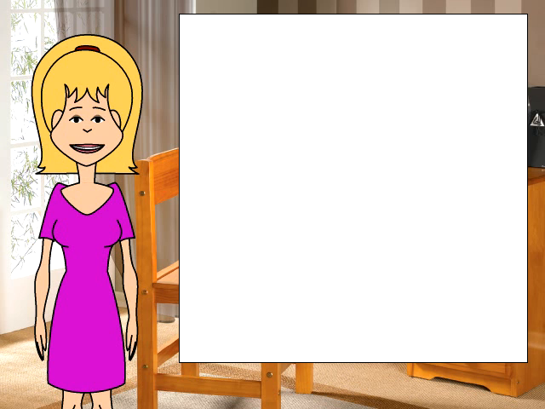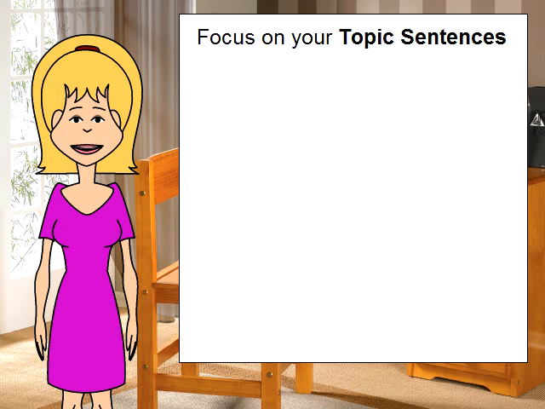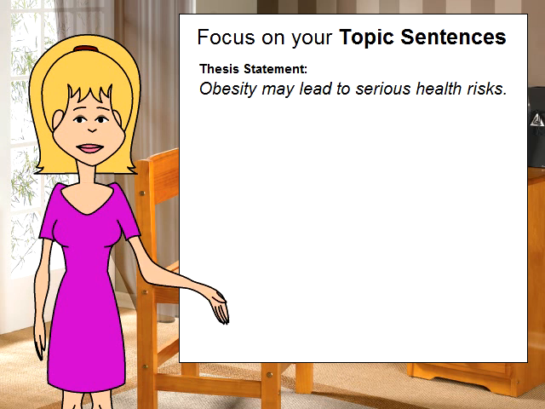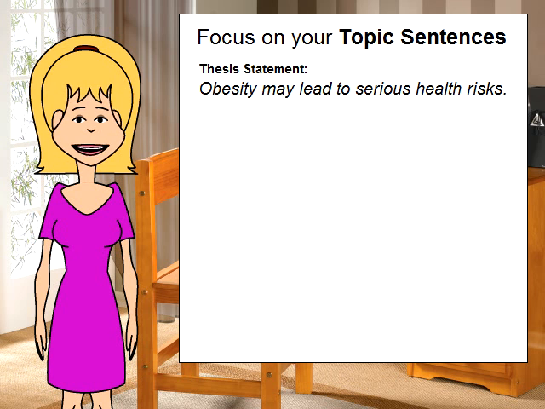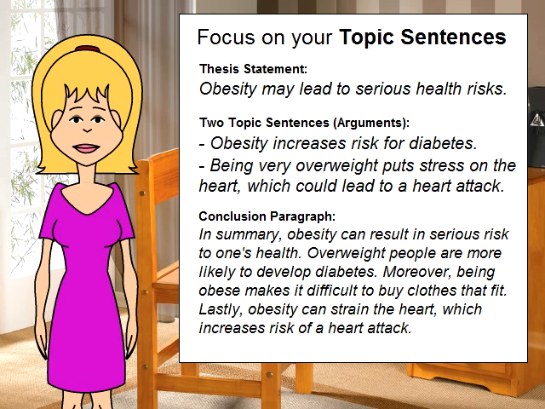A good way to check if you've added any new information is to look at the topic sentence of each body paragraph. If your conclusion presents arguments that are different from your topic sentences or thesis statement, then you might need to remove them. Here's a thesis statement. And here are the two topic sentences from the two body paragraphs of the essay. Now, check this conclusion and see if you can find any new information.